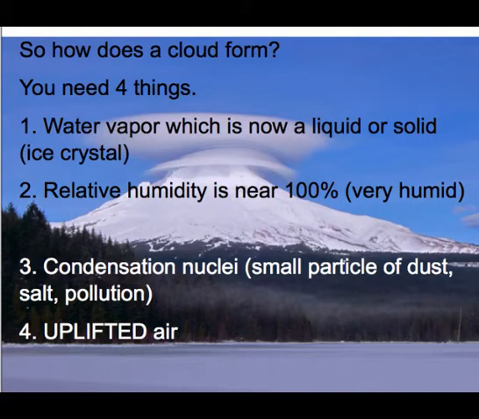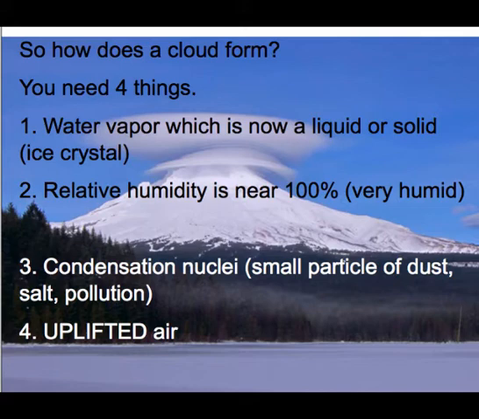The best way to explain what a cloud is, is to explain how it forms. So how does a cloud form? Well, you need four things. First, you need water vapor, which is now a liquid or solid, so ice crystals.